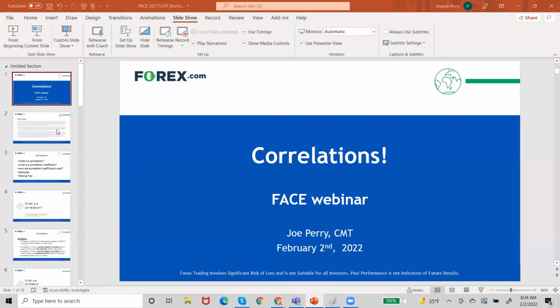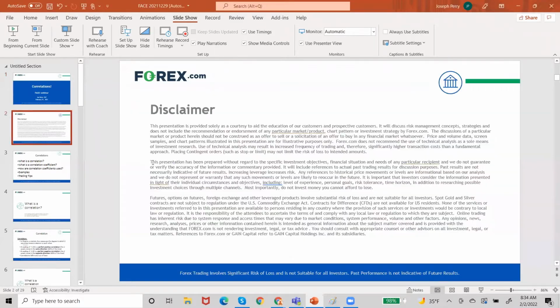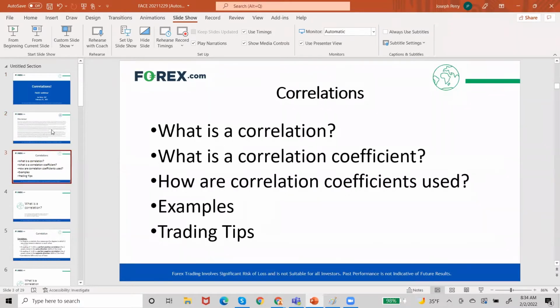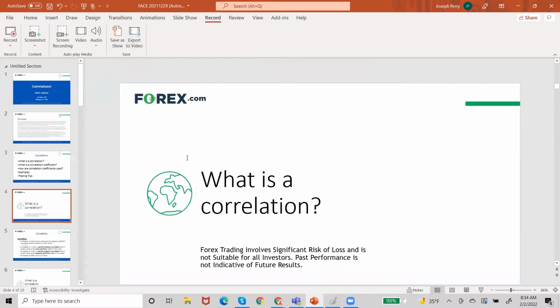I have some examples. I first have to give a disclaimer, just to show that I'm not giving any trading advice, of course. So there it is. It's all educational. So what I wanted to do is just talk about what a correlation is, and then what a correlation coefficient is, because that's how you measure it. And then how they are used. We'll go over examples and then maybe some trading tips.